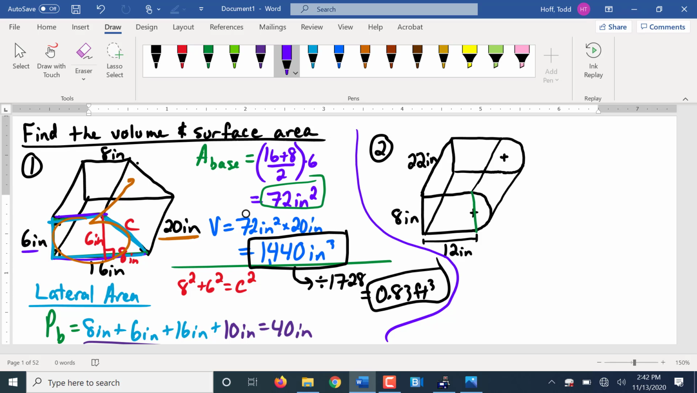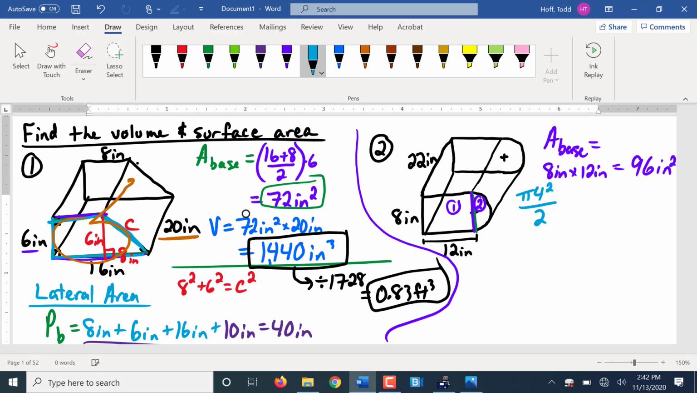Number 2, to find the volume, again, you have to start out by finding the area of the base. The base is a rectangle and a half circle. So for the rectangle, how do I find that area? 8 times 12, which is 96 square inches. For the half circle, how do I find that area? Okay, 4 squared times pi would be the full circle, so we have to divide by 2. Which gives us how much? 25.12 square inches.